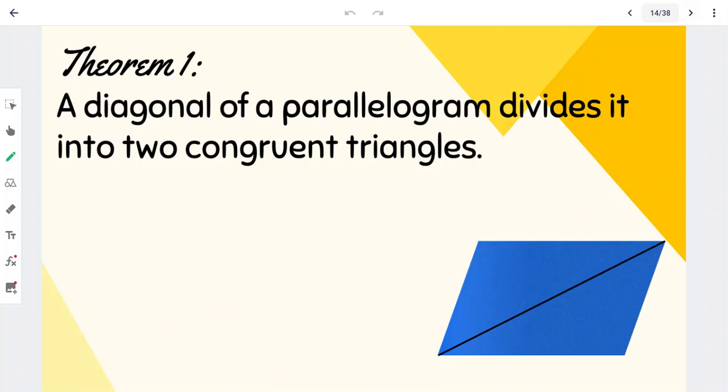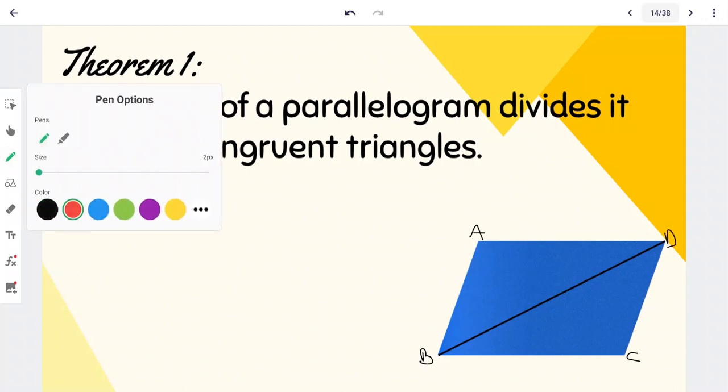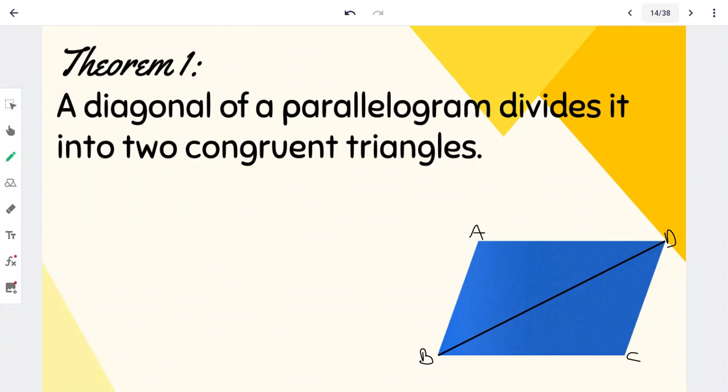If there is a parallelogram and I make the diagonal, that diagonal will divide the parallelogram into two congruent triangles. Let's say that this is my parallelogram ABCD. Now you see BD is the diagonal. We have to prove that these two triangles are congruent to one another. So let us solve it. We know. I'll write the proof over here. So let's do the proof.